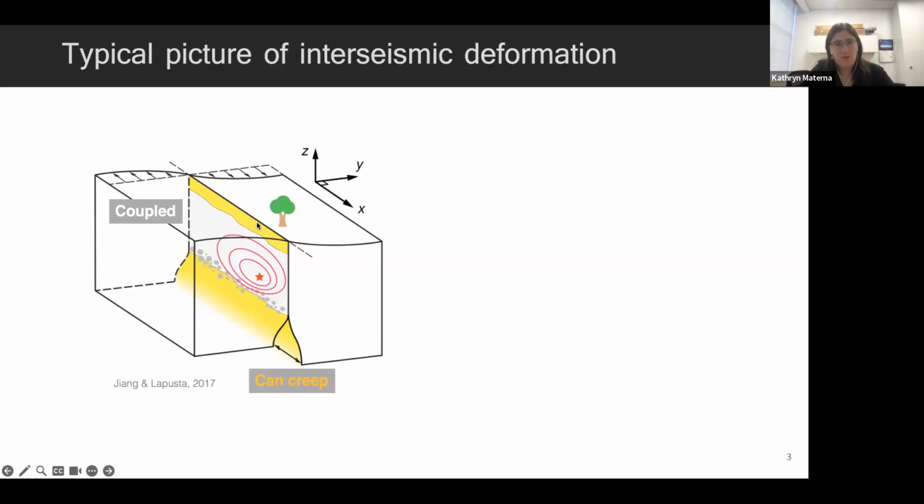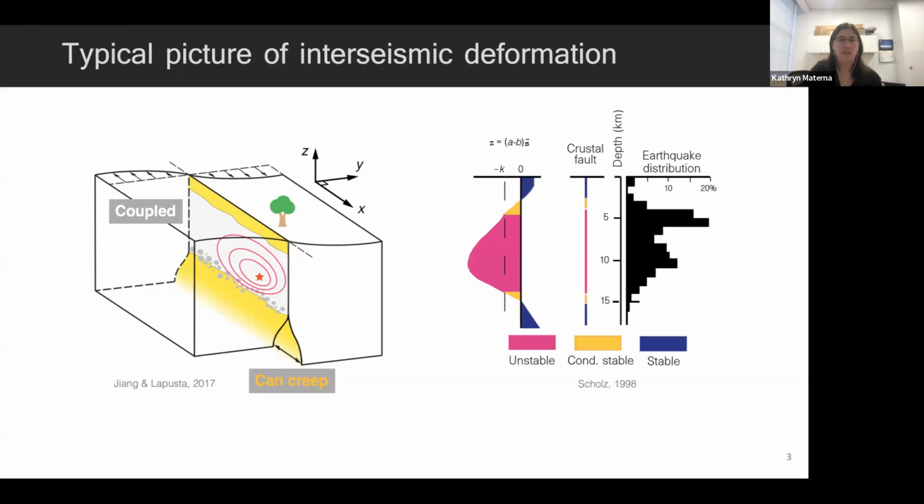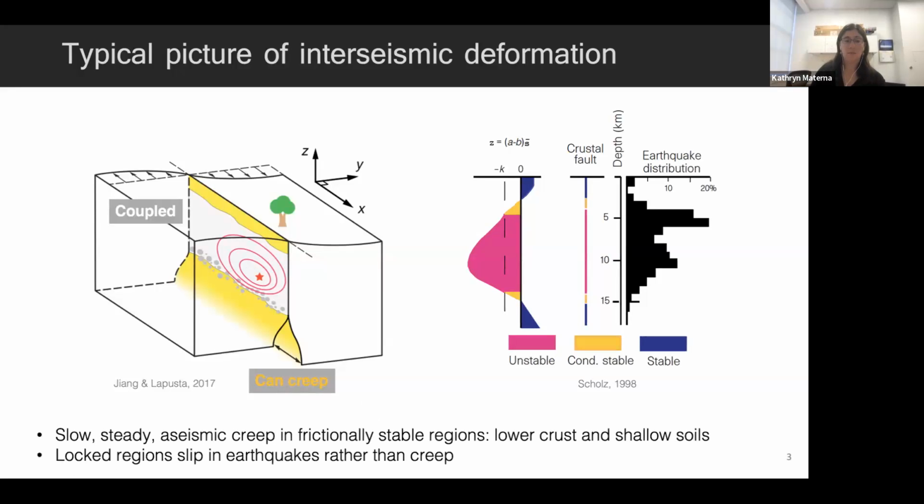So shallow parts of the fault may creep, deeper parts of the fault, which is thermally controlled, may creep, and then there's an intermediate zone that is probably seismically coupled on many faults. And this matches with our understanding of the mechanical properties of many rocks, which at depths and pressures associated with the seismogenic zone are unstable to frictional sliding, meaning they can rupture in seismic events. So we sometimes see slow, steady aseismic creep in the frictionally stable regions of faults, such as the lower crust and in the shallowest part of the fault, and the locked region slips in earthquakes rather than creep.